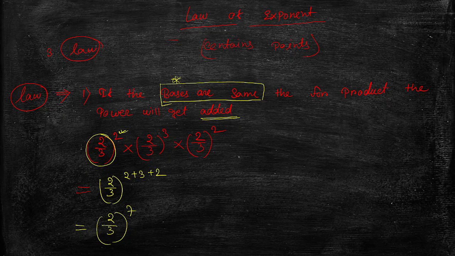Now for division, the powers will get subtracted. As simple as that. So powers get subtracted for division. So this is the second law.